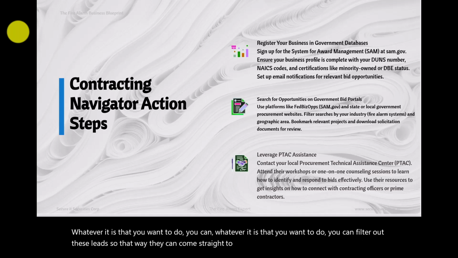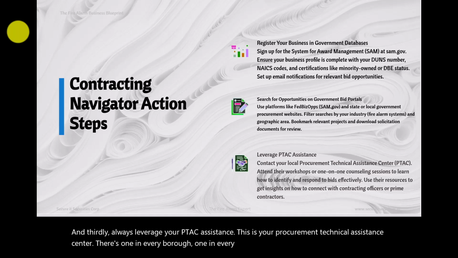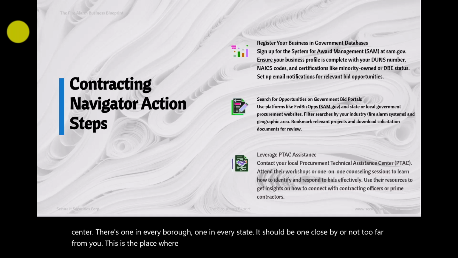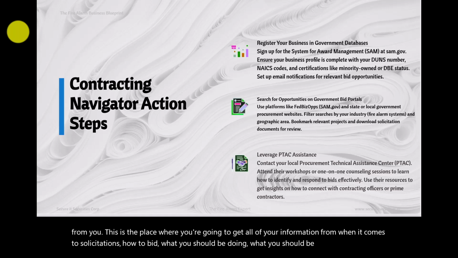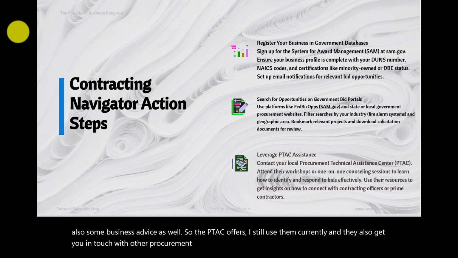And thirdly, always leverage your PTAC assistance. This is your Procurement Technical Assistance Center. There's one in every state. It should be one close by or not too far from you. This is the place where you're going to get all of your information when it comes to solicitations, how to bid, what you should be doing, what you should be looking out for, and also some business advice as well. The PTAC office, I still use them currently, and they also get you in touch with other procurement offices so that you can build relationships.